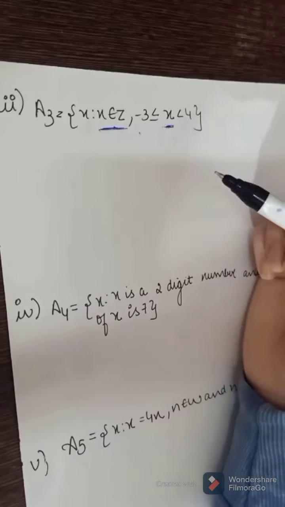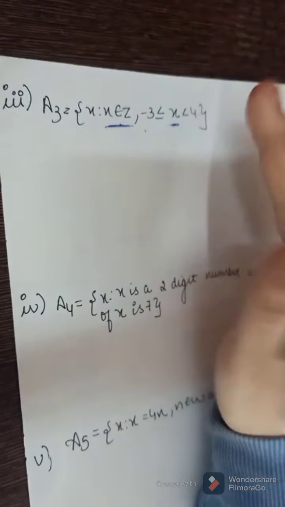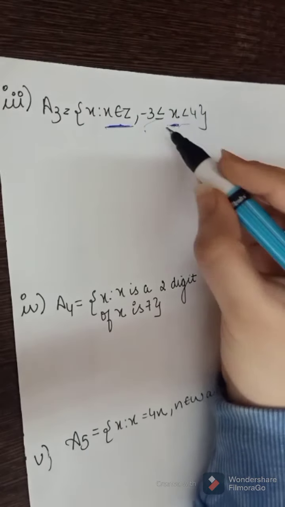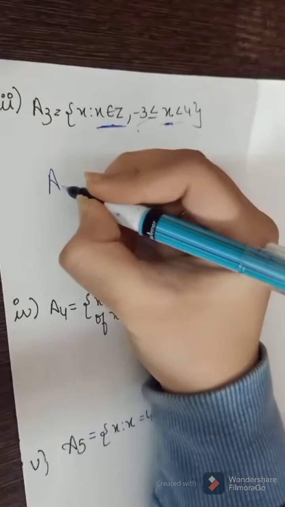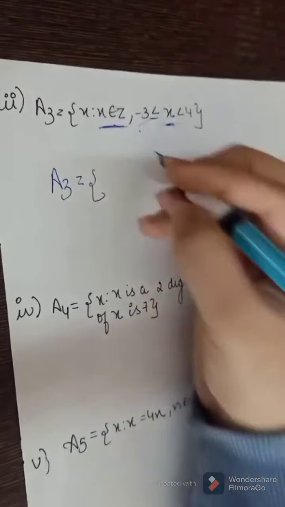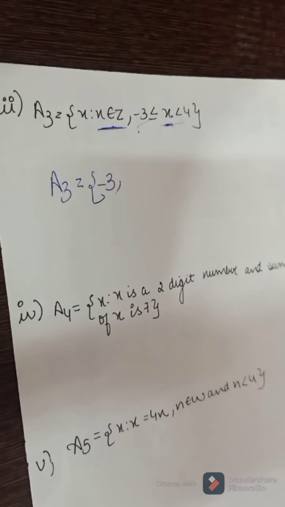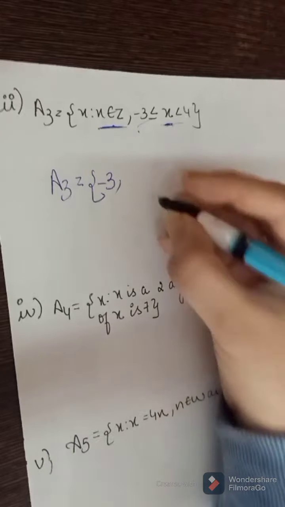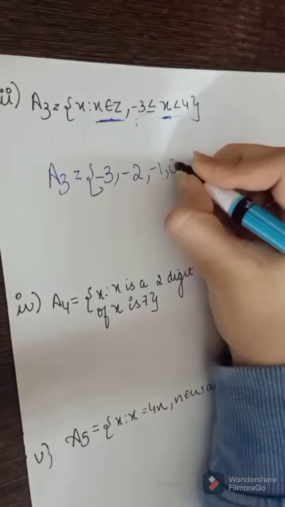Now integers. We know that integers start from negative, then 0 comes in between and then we move on to the positive, right? So negatives are also included. Now X should be greater than or equal to minus 3, means minus 3 should be present in the A3 set. So let's write that. Now students, many people get confused whether minus 3 is greater or minus 4 is greater. Minus 3 is greater than minus 4. In a similar manner, what is greater than minus 3? Minus 2 is greater, then minus 1 will come, then 0.